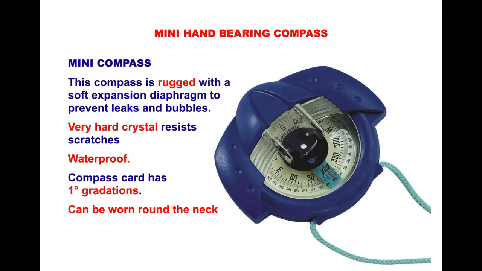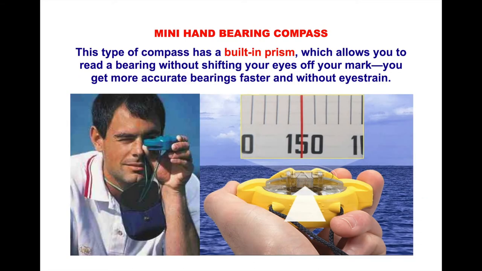So the mini compass is rugged, it resists scratches, it's waterproof, and when you look down it, it gives you 1 degree graduations and you can wear it around your neck. So here we are looking at it. There's the sight on the right hand side, and it's quite clear when you look through what the bearing is.